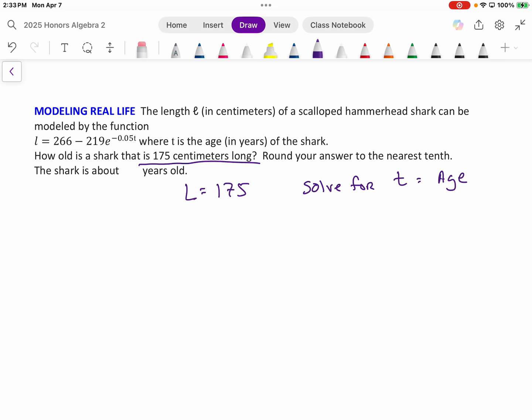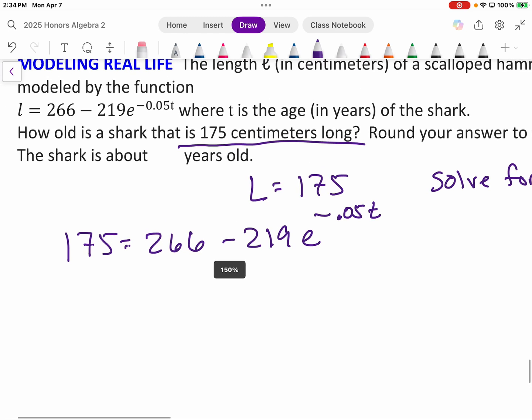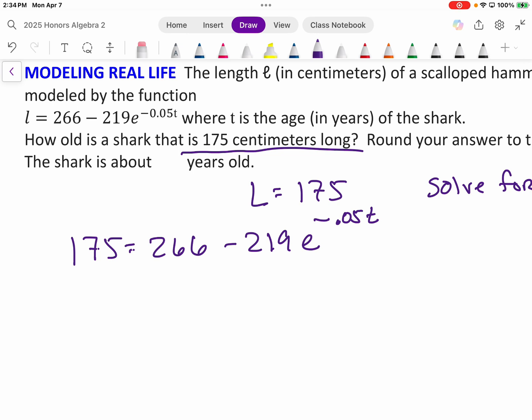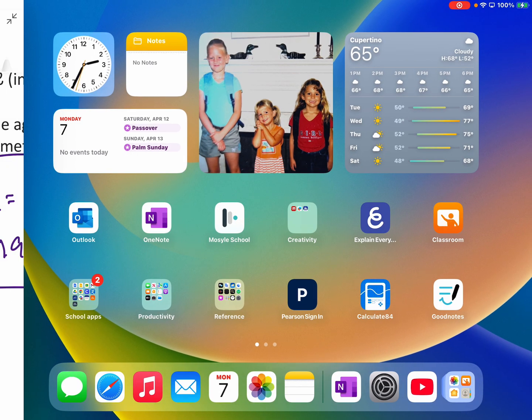So let's put in the 175 for the L. 175 equals 266 minus 219 e to the negative 0.05 t. There's a 0 between the point and the 5, so it's a decimal point 0.05. All right, so now we just start doing inverse operations, start isolating for that t. So first thing I'm going to do is subtract the 266. I'm going to get a calculator up here because that's just too big of math.